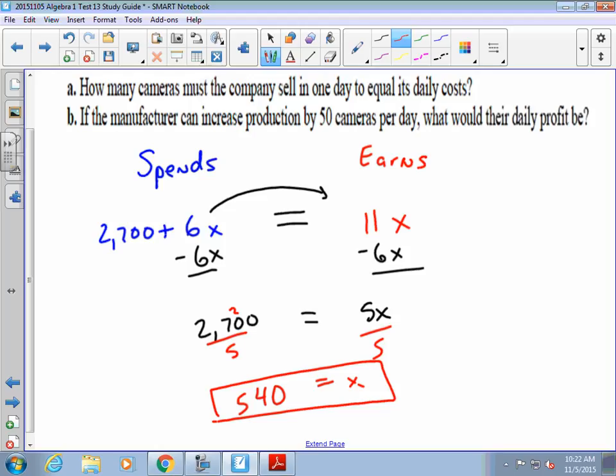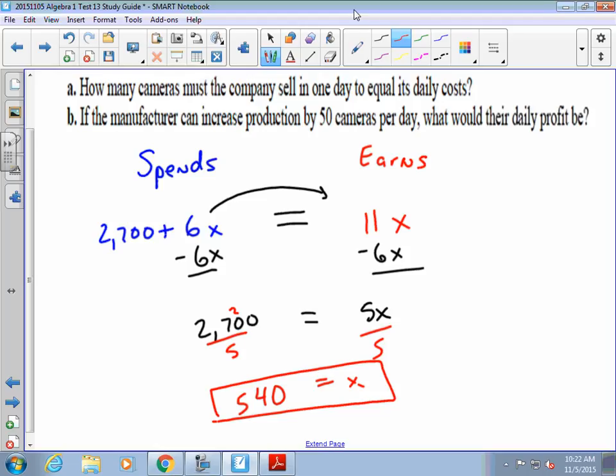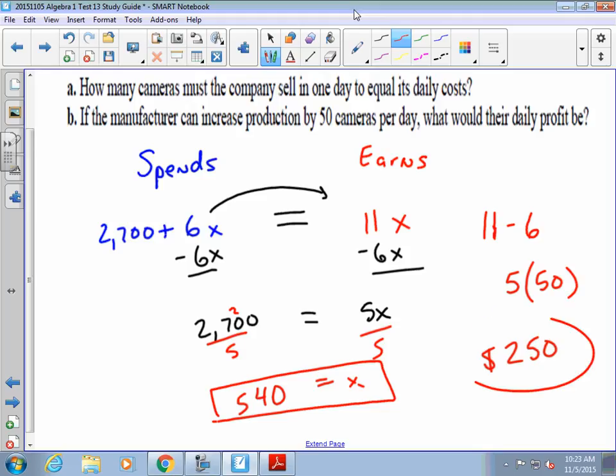The second part says if he increases his production by 50 cameras per day, what would his profit be? Well, it costs him $6 per camera, and he makes $11 per camera. So 11 minus 6, he's going to make $5 per camera. And then it says if he can make 50 more cameras, we're going to multiply 5 times 50. He'll make 250 additional dollars if he can increase it by 50 cameras per day.